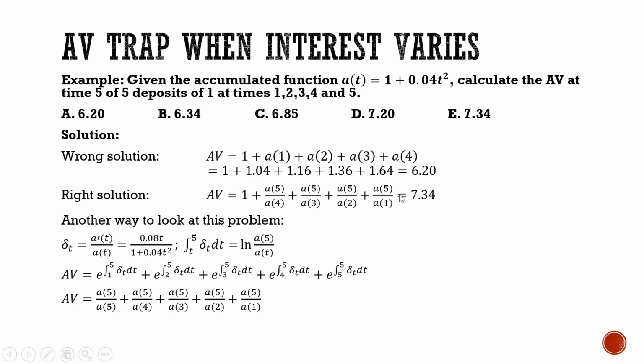So remember this trap: if the money is not deposited at time 0, you have to be careful. If the money is deposited at time 0, the problem is very easy, we have nothing to talk about. But here, the money is not deposited at time 0, but at times 1, 2, 3, 4, and 5. So we really have to look at the ratio.